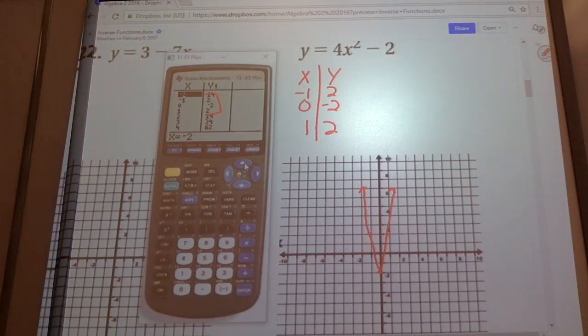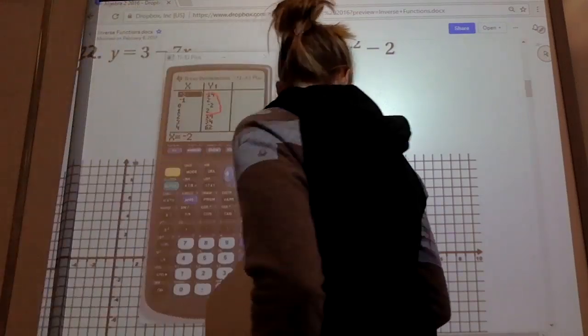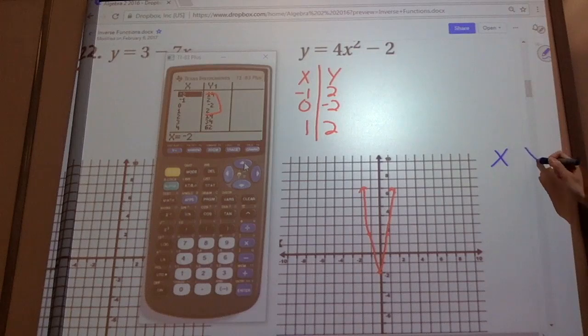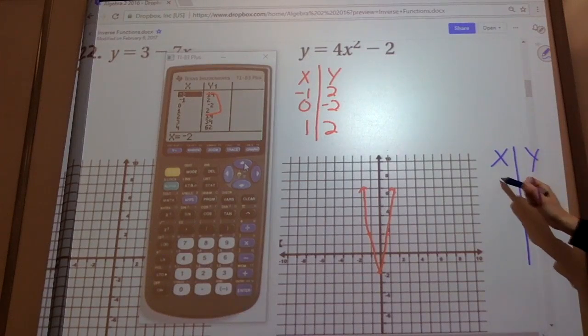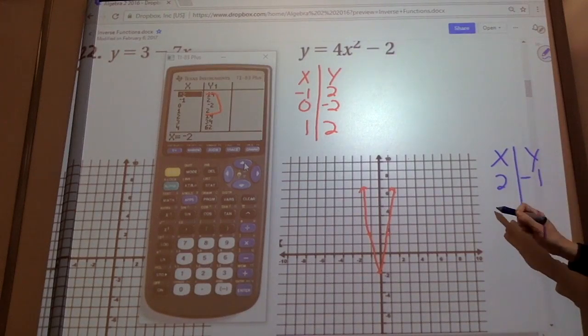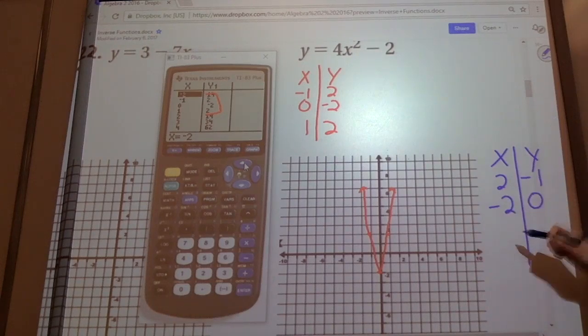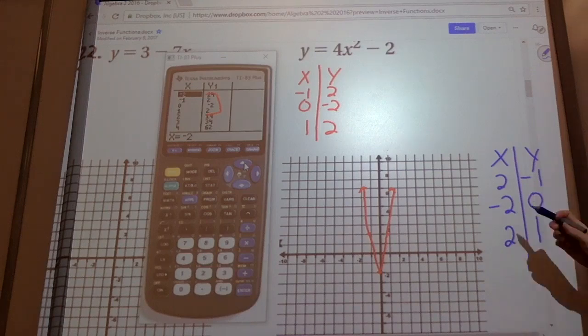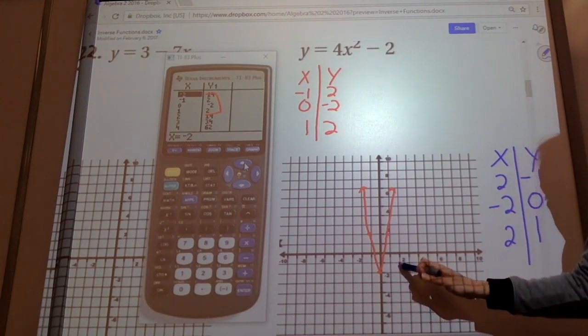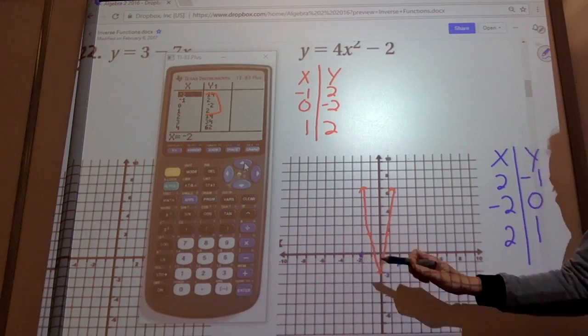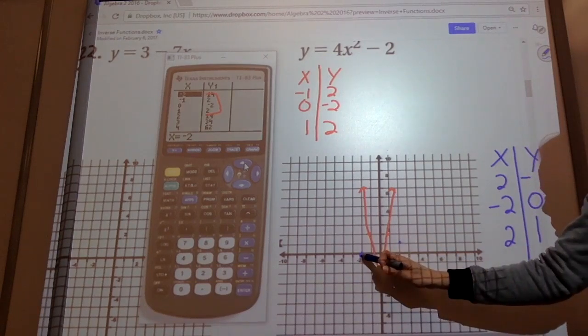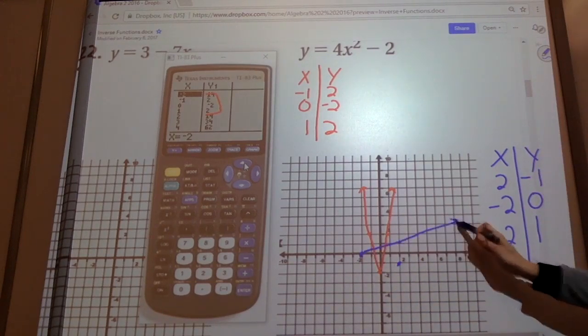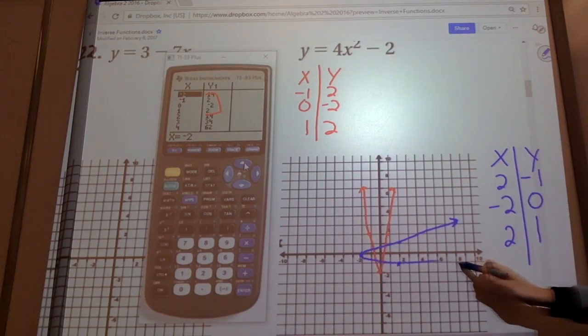Now, to graph the inverse function, what's the easiest way? Flip the xy points. Very good. Okay, so to graph the inverse function, I can just flip those points. That's the very first thing we did on this lesson, was when you just flip the xy points, you get the inverse. So (2, -1), (-2, 0), (2, 1), and you should see, yep, it reflected over the y equals x line. And it looks like that.